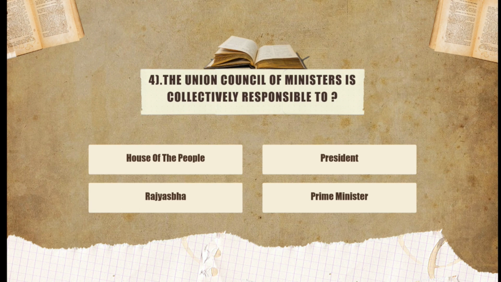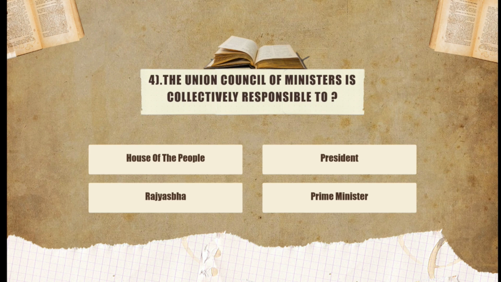Question number four asks: the Union Council of Ministers is collectively responsible to whom? The options are: option A, House of the People; option B, Rajya Sabha; option C, the President; and option D, the Prime Minister. The Union Council of Ministers is collectively responsible to whom?